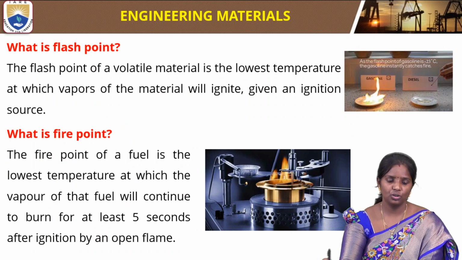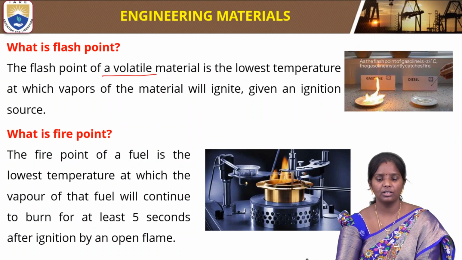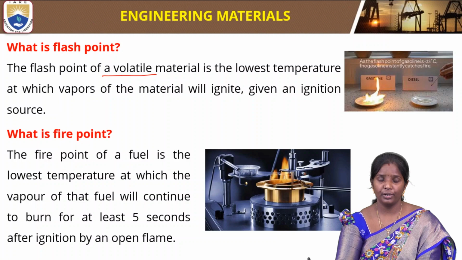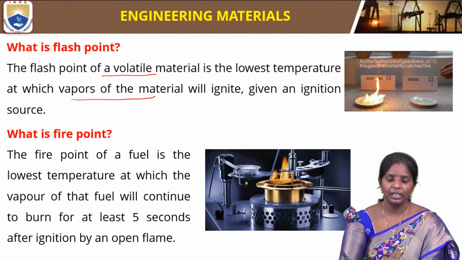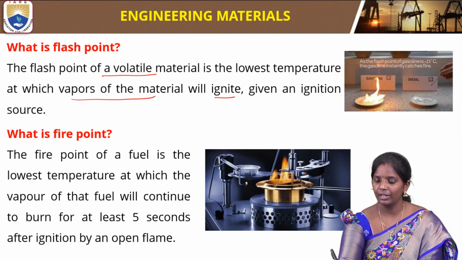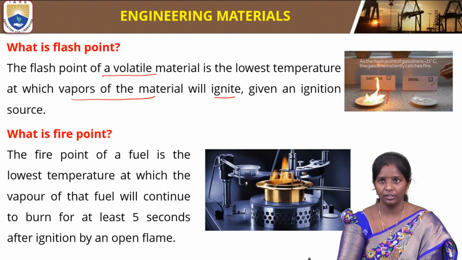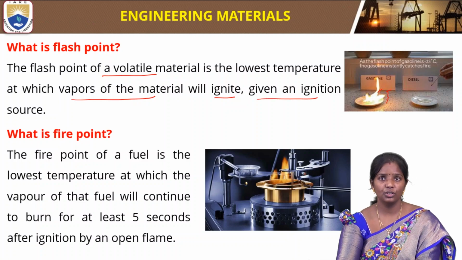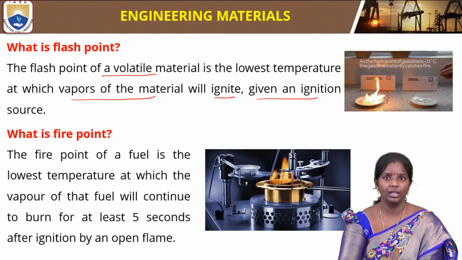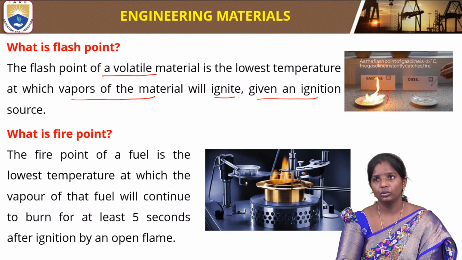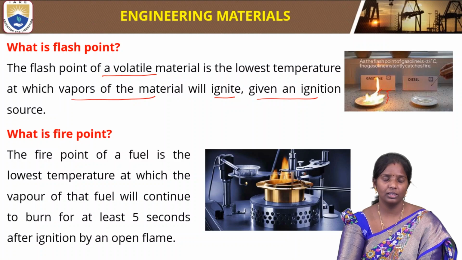Next, flash point. The flash point of a volatile material is the lowest temperature at which vapors of the material will ignite. So there are some vapors that are coming out from any fuel. Just igniting is nothing but the flash point, given an ignition source. The ignition source is nothing but the flame that we give. After we give a source, there is some flash that happens. That is nothing but the flash point.